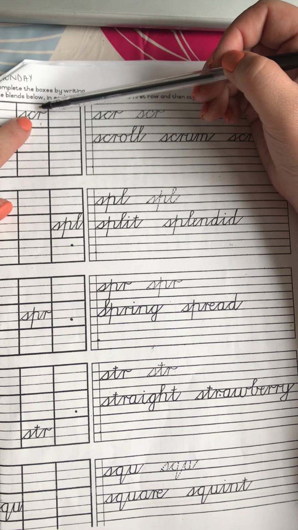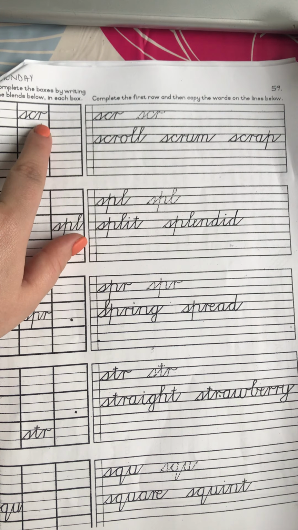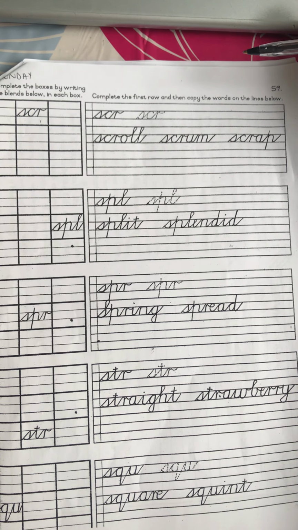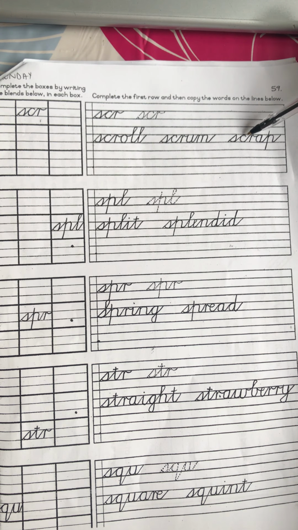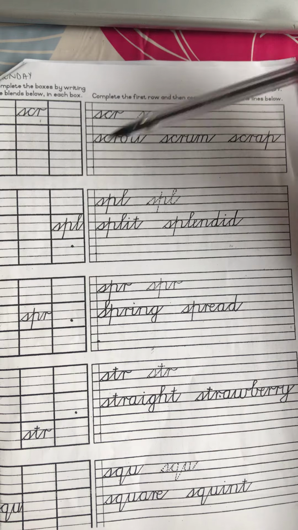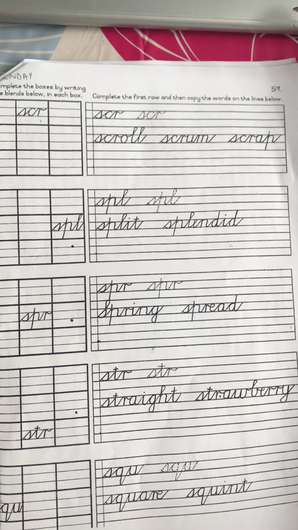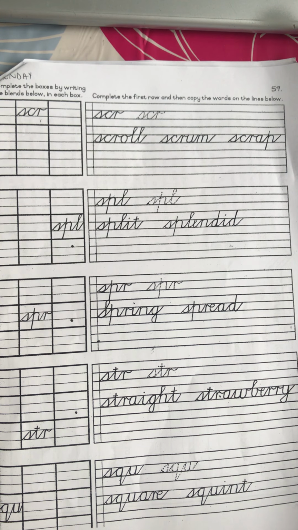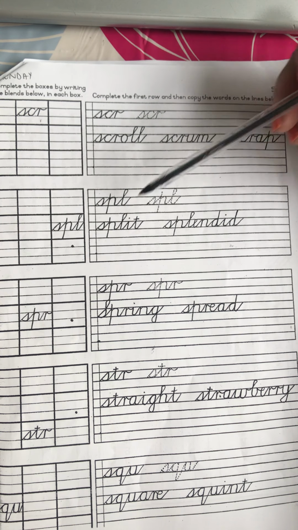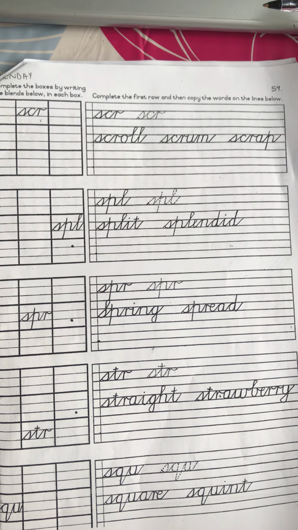Then we look at s, curly k, r, skr. Try to read these three words by yourself quickly. Good. If you said scroll, scrum, scrap, you are correct. Very good. Next one, spl. Try to read these two by yourself, please. If you said split and splendid, you are correct.